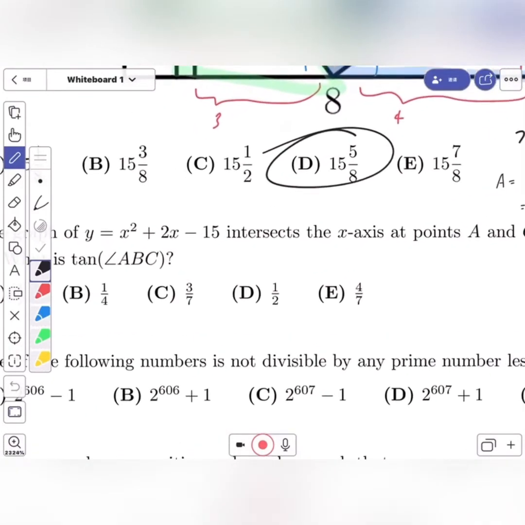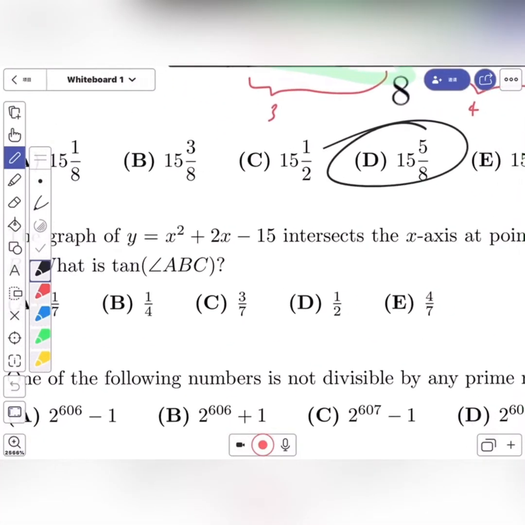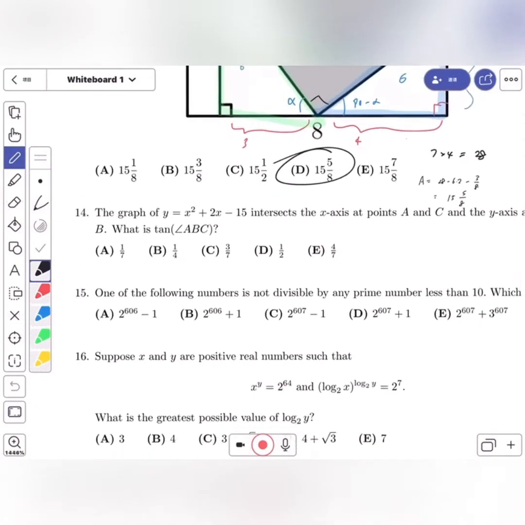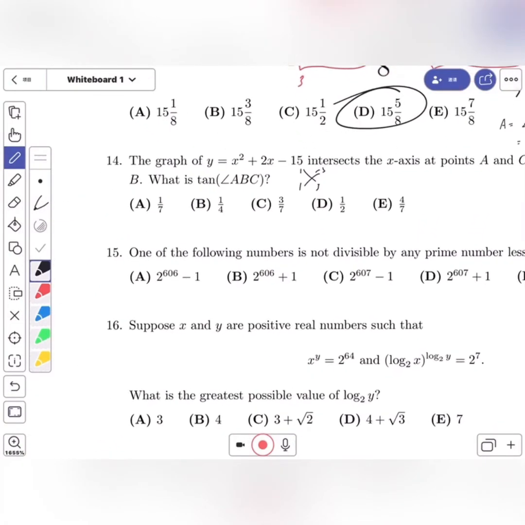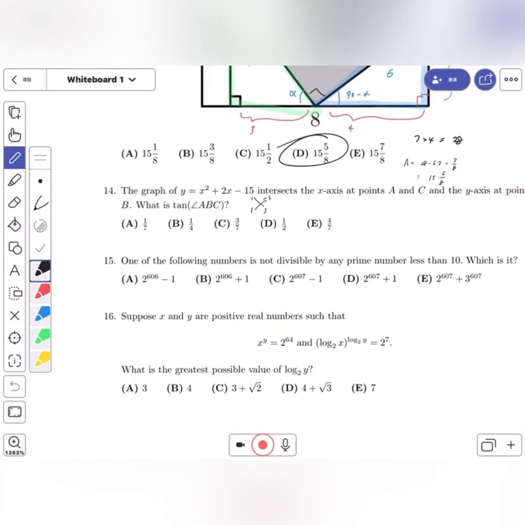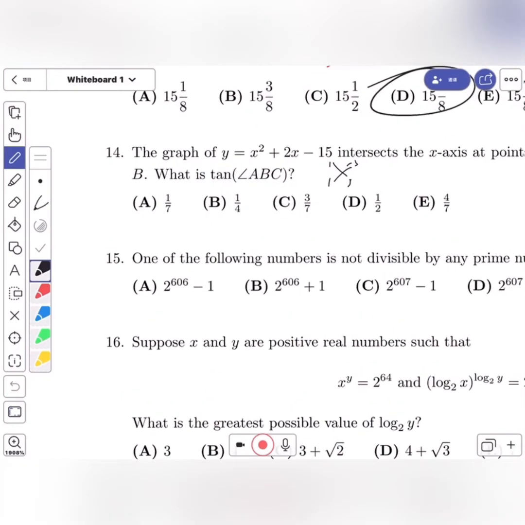The graph of y is equal to x squared plus 2x minus 15 intersects the x-axis at points A and C. Proceeding to problem 14. Problem 14 states that the graph of y is equal to x squared plus 2x minus 15 intersects the x-axis at points A, C, and the y-axis at point B. What is the value of tangent of angle ABC?